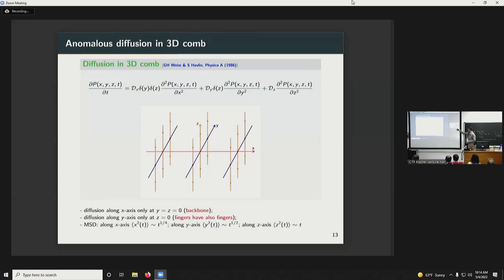This can be generalized, for example, for three-dimensional comb. So we have a backbone, fingers of the backbones, and then fingers of the fingers. And then because of this additional axis, the mean square displacement along the backbone is t^1/4, in y is t^1/2, and in z we have simple Brownian motion.